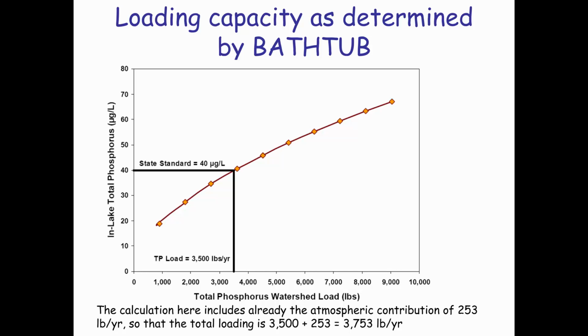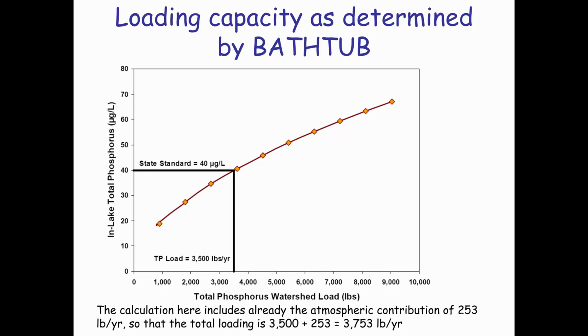The sensitivity of the model is a feature that the BATHTUB model has in it, that it will take various values of the watershed load. These are just hypothetical loadings. And so you can see that for loading of about 1,000 pounds coming from the watershed, the phosphorus concentration in the lake would be about 19 microgram per liter. For 9,000 pounds, the concentration would be about 68.